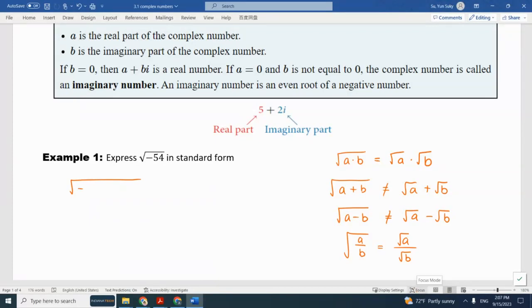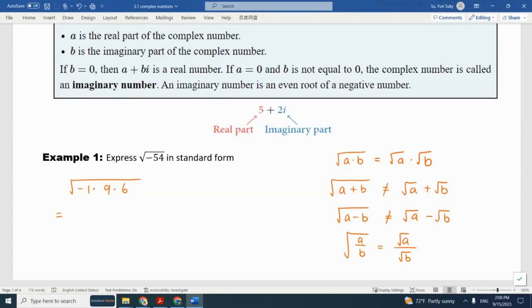Negative 54. For sure, I know it has a negative 1 there, right? What is 54? What can you think of? 9 times 6. Right, everybody? It's 9 times 6. Okay, good. Now we can distribute the square roots.